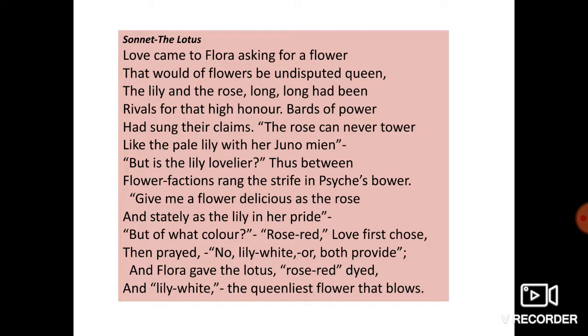Love came to Flora, asking for a flower that would of flowers be undisputed queen. The lily and the rose long, long had been rivals for that high honor. Bards of power had sung their claims. The rose can never tower like the pale lily with her Juno beam. But is the lily lovelier? Thus, between flower factions rang the strife in Psyche's bower.